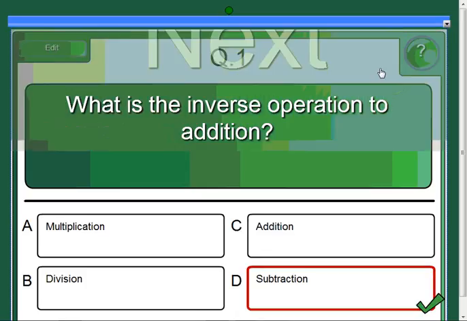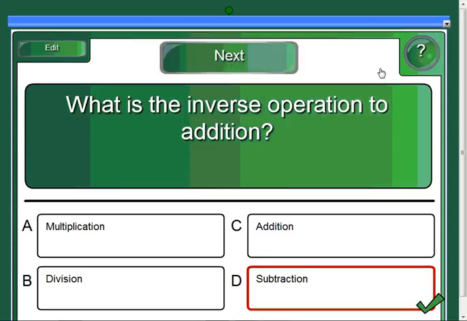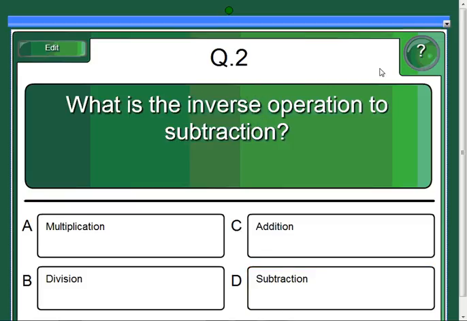Subtraction. Does that work? What's the inverse next? Question 2. What's the inverse operation to subtraction? Addition. You guys want to come up and do this? Whoopsie. Oh, I did it wrong. I pressed the wrong button. How about that one?